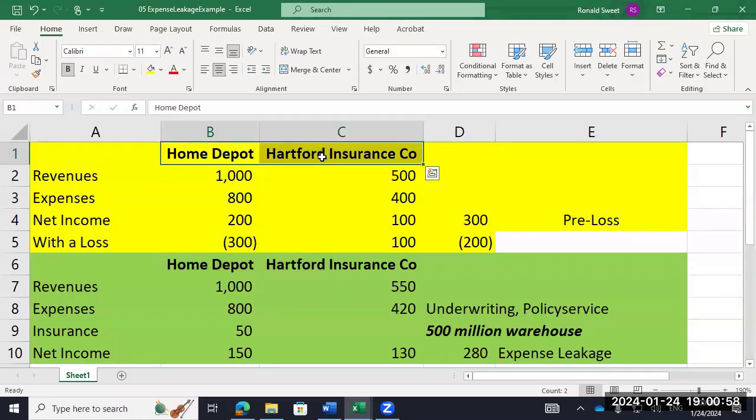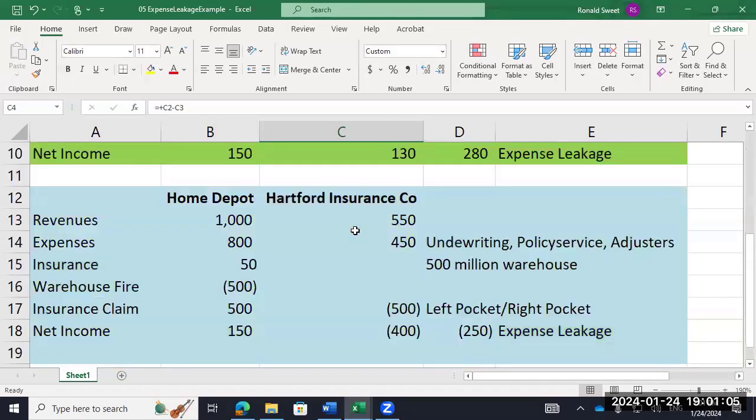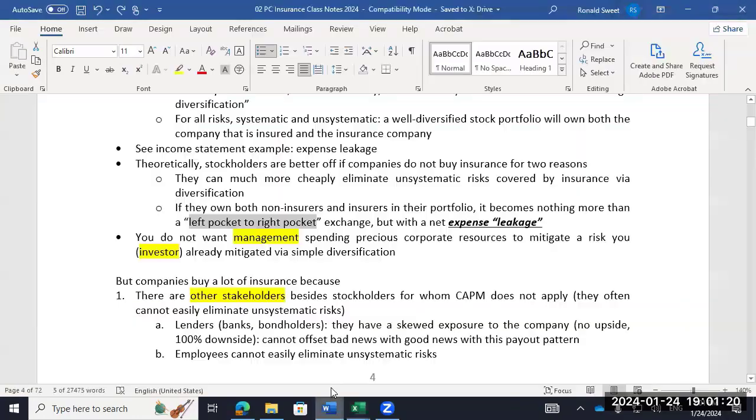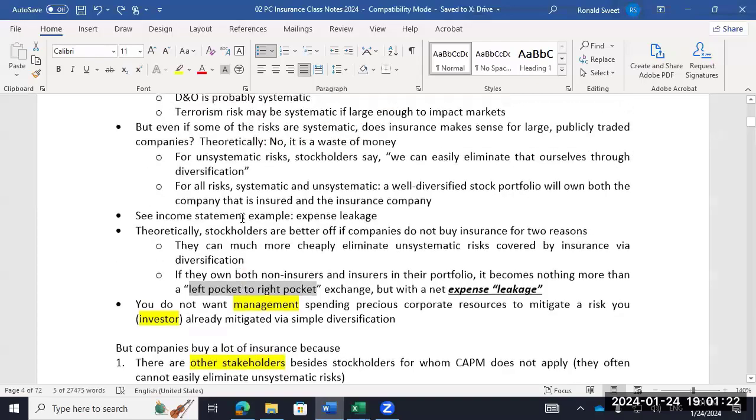So this is for all risks, whether it's systematic or unsystematic. Having insurance cover that doesn't make sense because of the insurance and this expense leakage. For unsystematic risk, even ignoring the scenario, CAPM says it doesn't make sense because you're paying 50 for something you've already eliminated. There's no reason to spend the 50 at all. Yeah, it's an interesting concept.